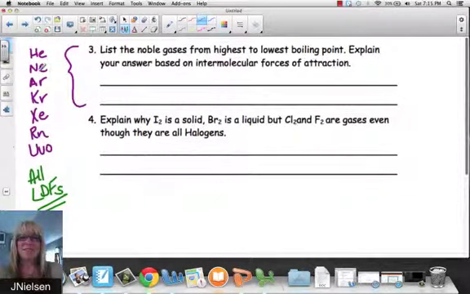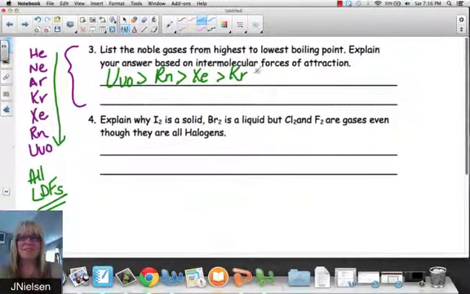So if we look, I wrote these down in order from top to bottom of group 18. So UUO would have the most electrons, therefore it's going to have the greatest melting and boiling point. And helium, having the fewest electrons, would have the weakest LDFs, and it would have the lowest melting and boiling point.